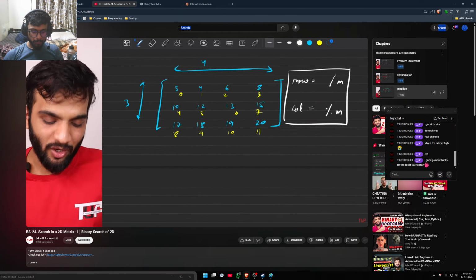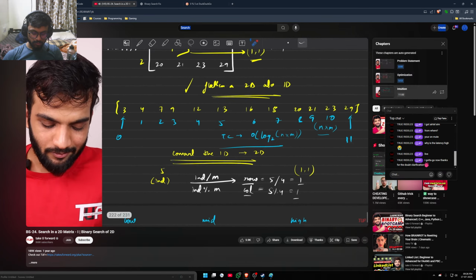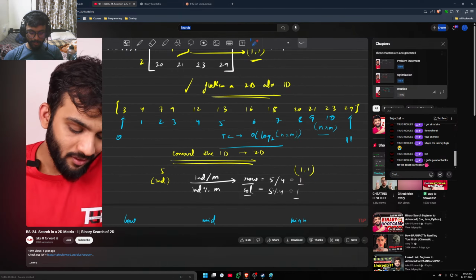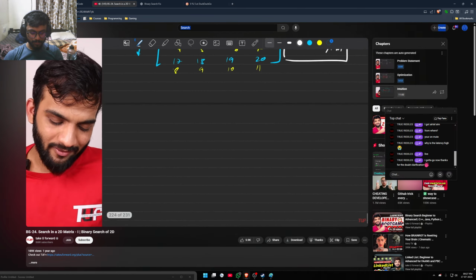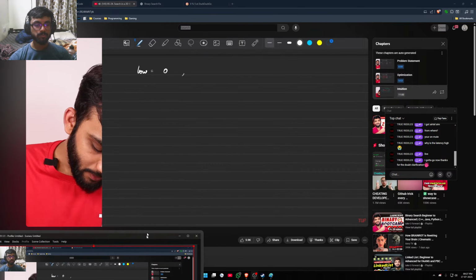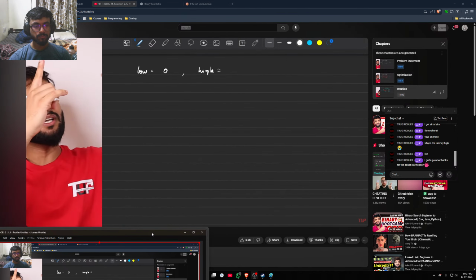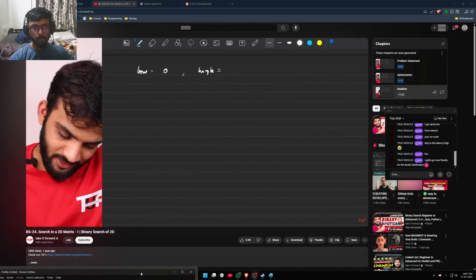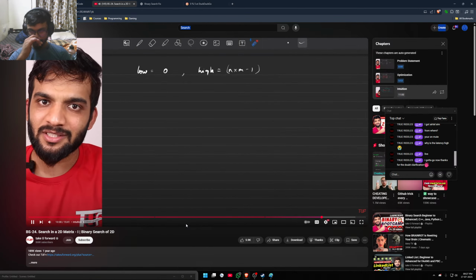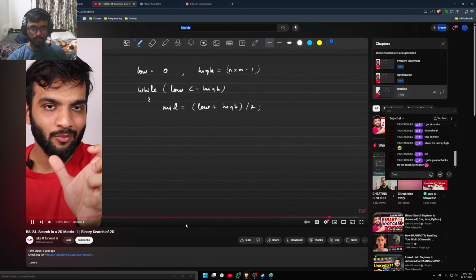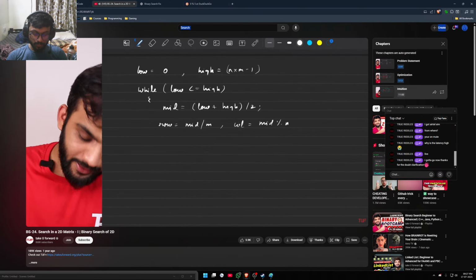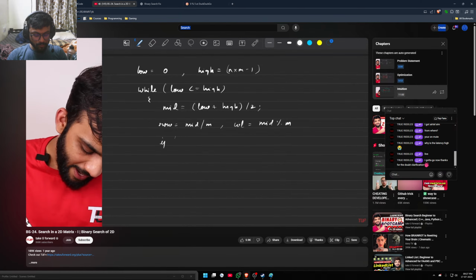Quite simple. What I have done is basically flatten the 2D into 1D in my head. I'm doing a binary search. So I'll write low to be 0 and high to be the hypothetical last index, n cross m minus 1, because we have n cross m elements in a 2D matrix. Row is mid by m, and column is mid modulo m.